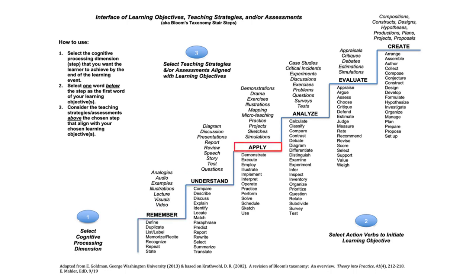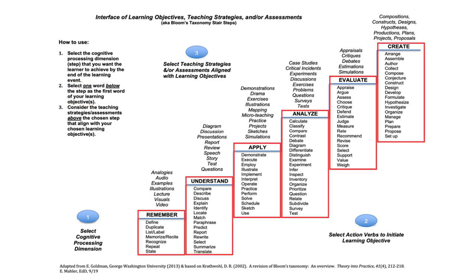Inviting students to try out a new skill for the first time? Use apply. Asking students to employ critical thinking skills to complete an assignment? Options include analyze, evaluate, or create. After selecting a cognitive processing dimension, move on to step 2 to choose the action verb that will initiate the learning objective. Select one action verb below the desired step that best suits your context, content, and/or learner.